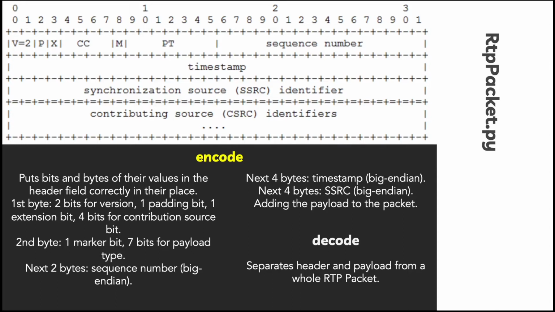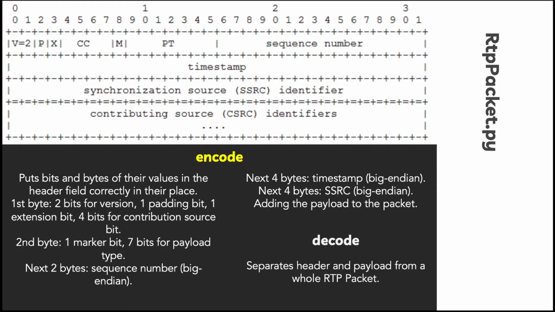As shown in the diagram, that is just a header diagram of the RTP. So what we are going to do is that the first byte is for the version, padding bit, and extension bit, and in that, 4 bits are for the contribution source count. The second byte of the header contains one marker bit and 7 bits for payload type.